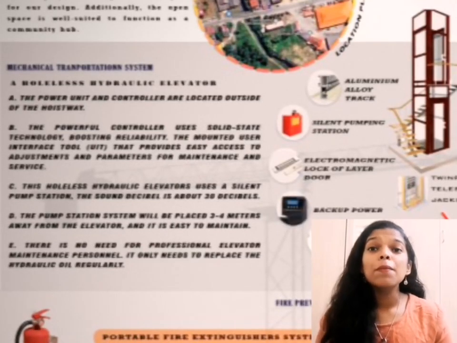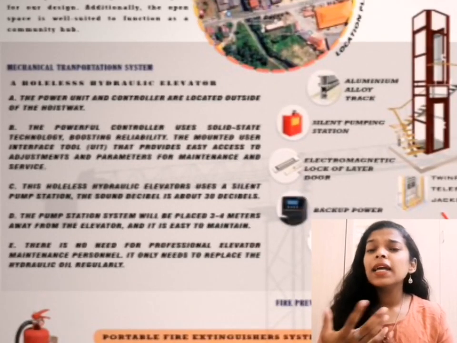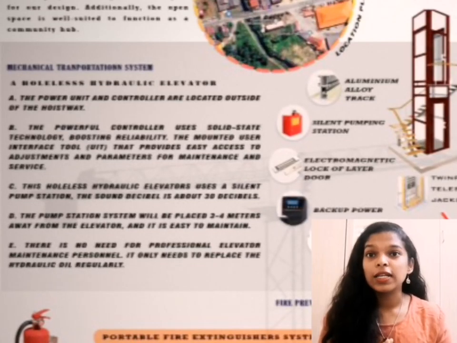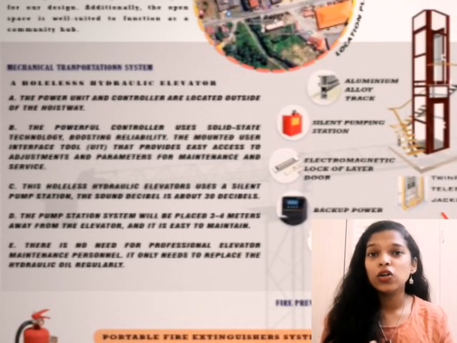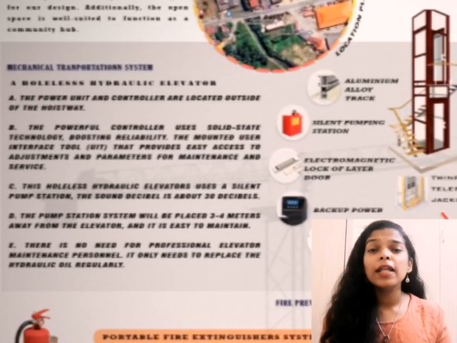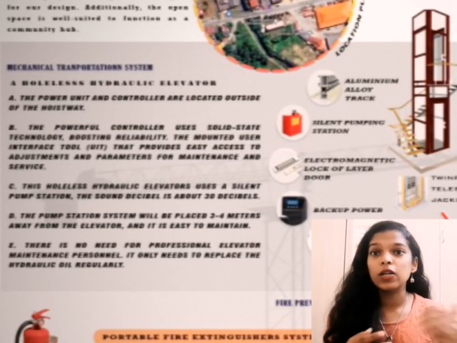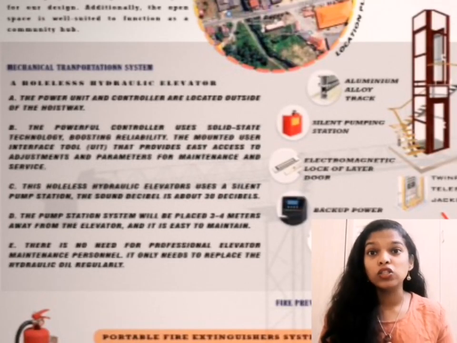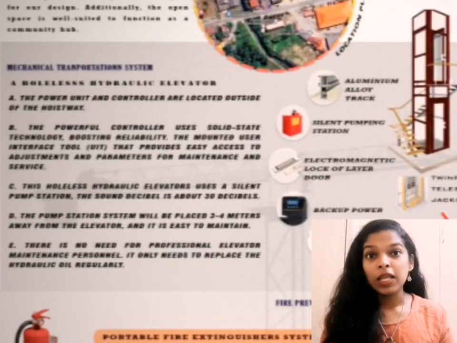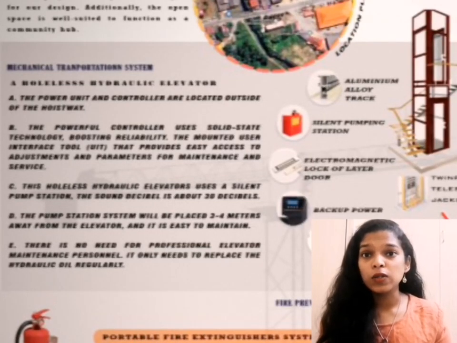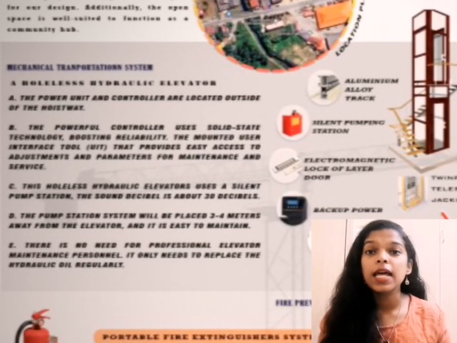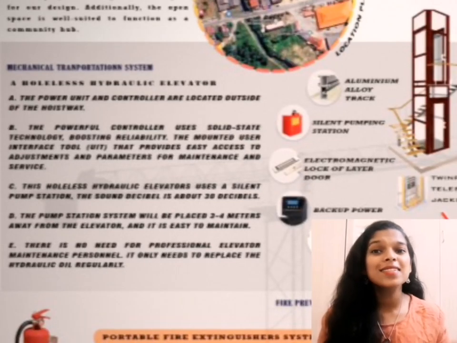The first will be the mechanical transportation system. The mechanical transportation system that we have implemented in our community hub is the holeless hydraulic elevator. The power unit and the controller are located outside of the hoist wheel. The powerful controller uses solid-state technology, boosting reliability. The mounted user interface tool, which is UIT, provides easy access to adjustments and parameters for maintenance and services.